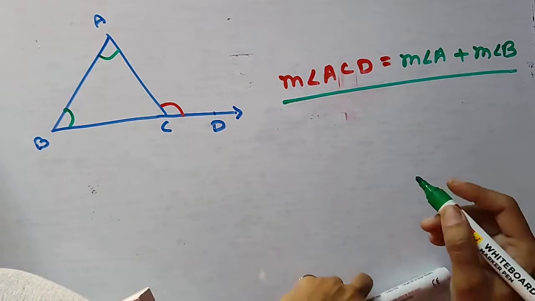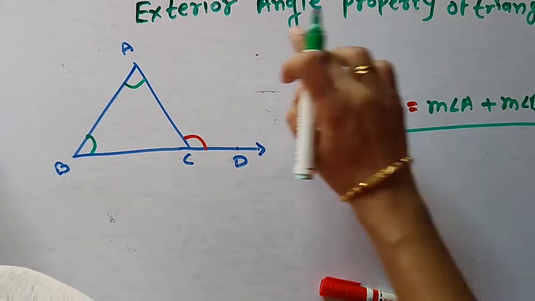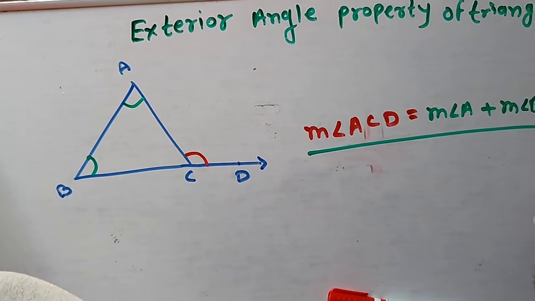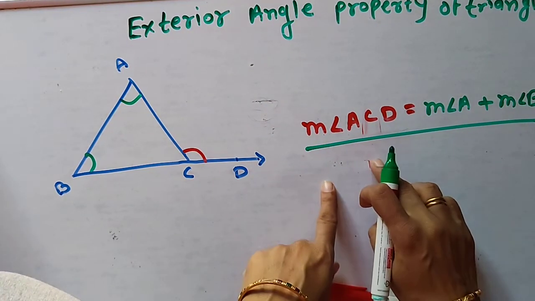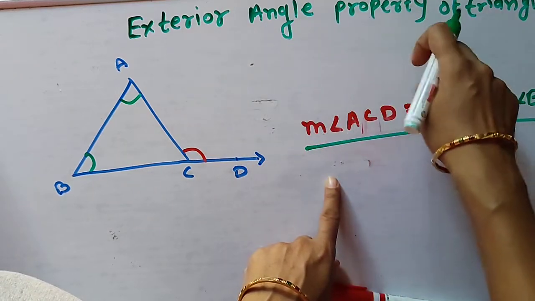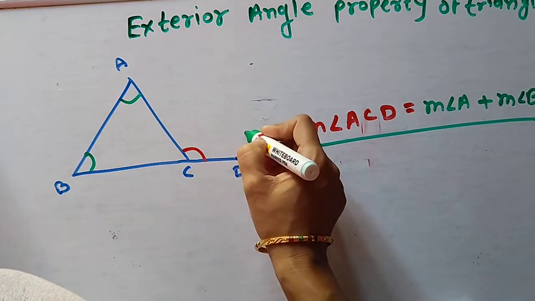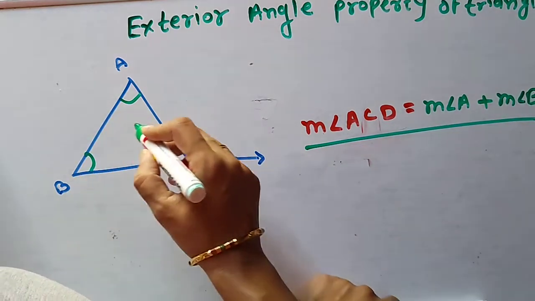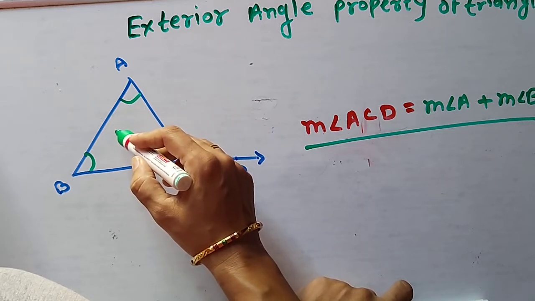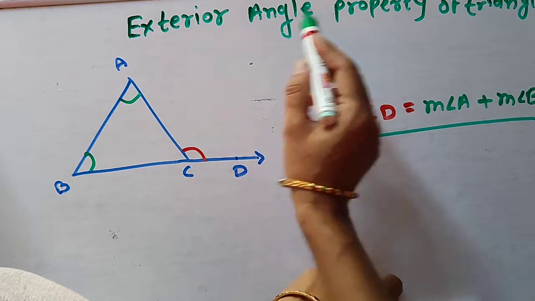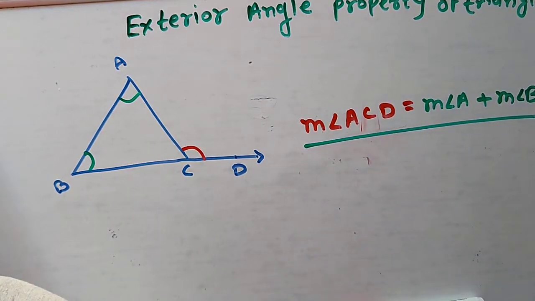So this property is called the exterior angle property of a triangle. Remember this: the exterior angle is equal to the sum of the interior opposite angles. This property is known as the exterior angle property of a triangle. Now see how this is possible.